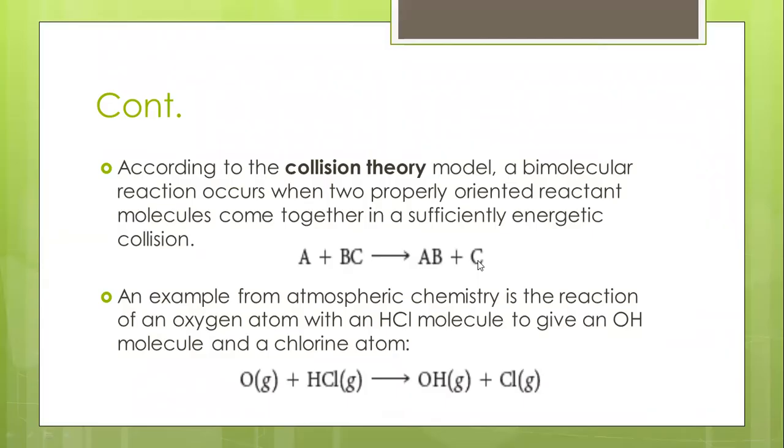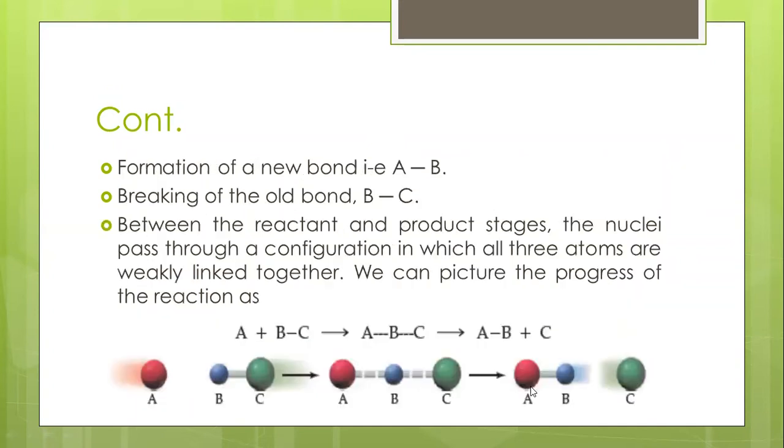An example from atmospheric chemistry is the reaction of an oxygen atom with an HCl molecule to give an OH molecule and a chlorine atom. This is similar to the above reaction, showing how O and HCl react and there is formation of OH and Cl. This also represents the collision theory model.